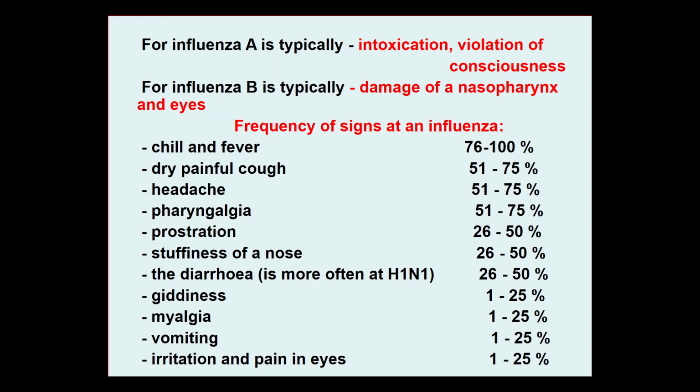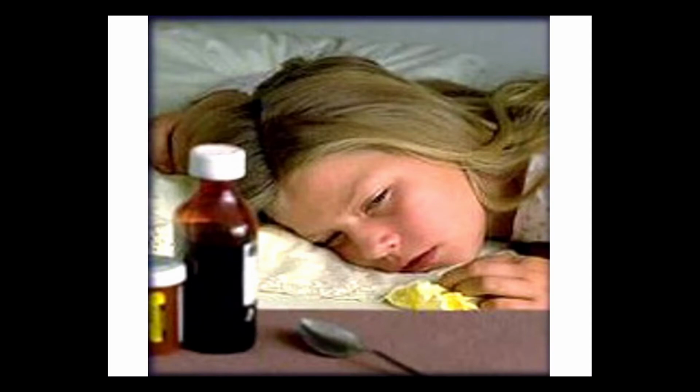Frequency of symptoms in typical influenza: chill and fever up to 100%; dry painful cough 50 to 75%; headache 50 to 75%; pharyngalgia 50 to 75%; prostration 26 to 50%; stiffness of the nose 26 to 50%; diarrhea 26 to 50%, more often in H1N1; giddiness up to 25%; myalgia up to 25%; vomiting up to 25%; irritation and pain in the eyes up to 25%.